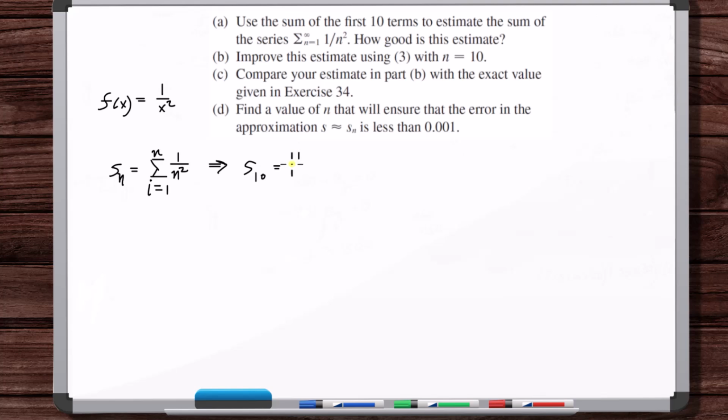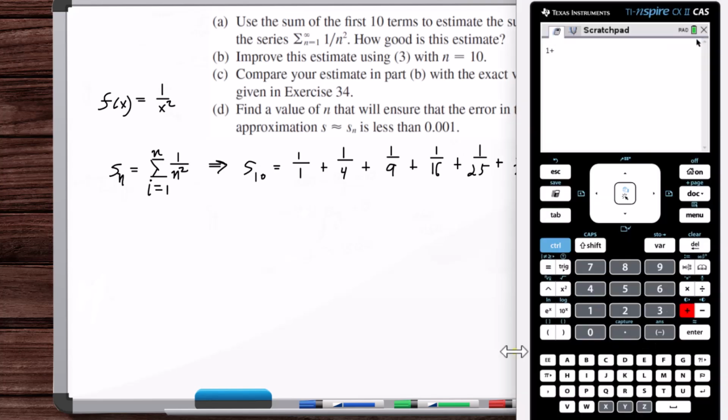So this is going to be 1 over 1 plus 1 over 4 plus 1 over 9 plus 1 over 16 plus 1 over 25, and so on up to the tenth term. That gives 1.54977.